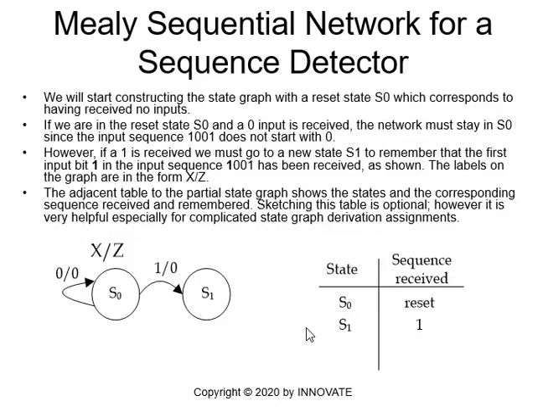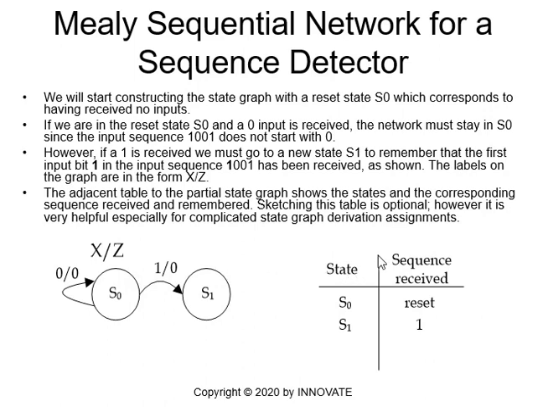Now, how do we get started? We will start constructing the state graph with a reset state S0. We always start with S0, which corresponds to having received no inputs. If we are in the reset state S0 and a 0 input is received, the network must stay in S0 since the input sequence 1001 does not start with 0. So since the sequence 1001 does not start with 0, I don't need to remember the 0. I will stay in the reset state S0. And since it is a Mealy machine, we have 0/0, which is x/z. That means the input x is 0 and the output will be 0.